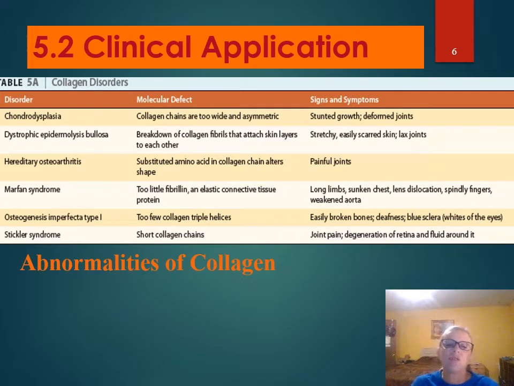We have Marfan syndrome, where you don't have enough of the elastic connective tissue, fibrillin, and that causes you to have very long limbs and a sunken chest, which they sometimes call pigeon-chested. I think that's what they call pigeon-chested. Limbs can dislocate, there are long, spindly fingers, and they do have a very weak heart.